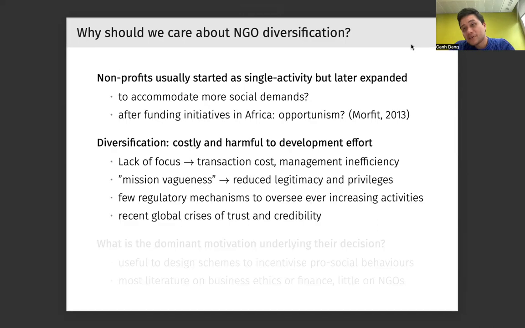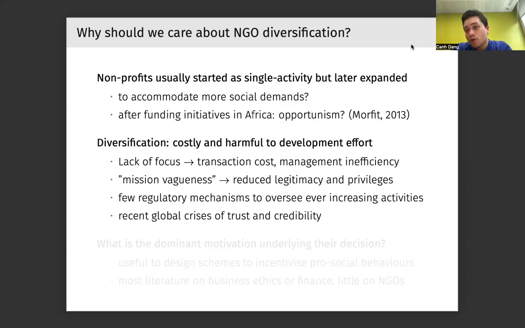From the economics and management perspective, diversifying is not always a good choice. It is a costly and potentially harmful activity to development efforts of NGOs and other non-profit organizations. The main reason for this is that by diversifying to many other activities, those organizations would be losing focus, losing the overarching objectives that they declared when they opened. From the economics and management point of view, this involves an increase in transaction cost. It involves an increase in management inefficiency, through which the NGOs might be wasting their resources on trying to diversify.